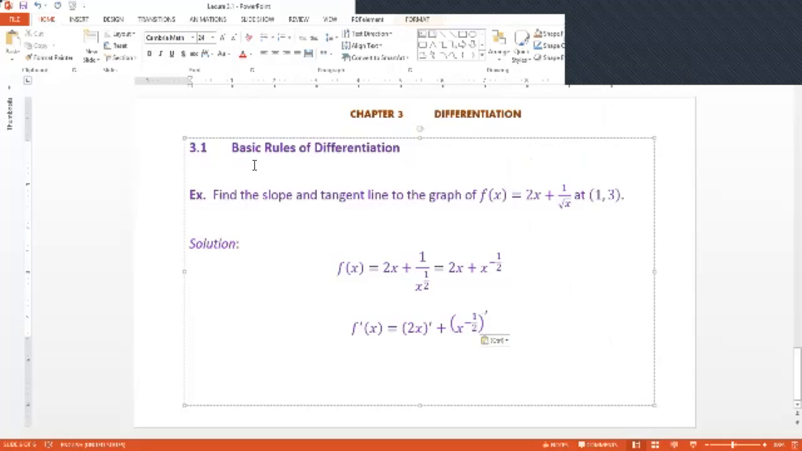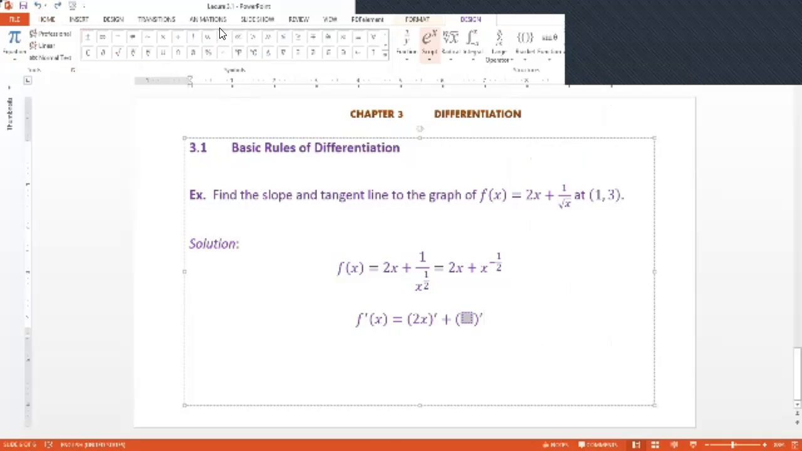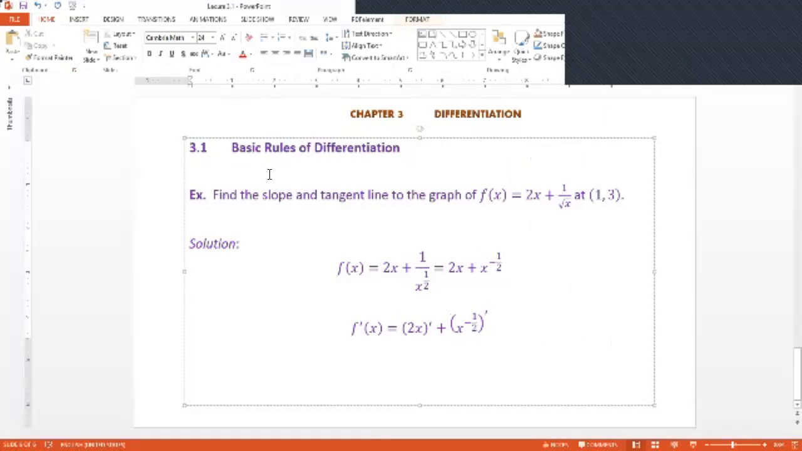So let's see what's going on. I don't know why it looks like this. Let me just check, nothing is wrong.